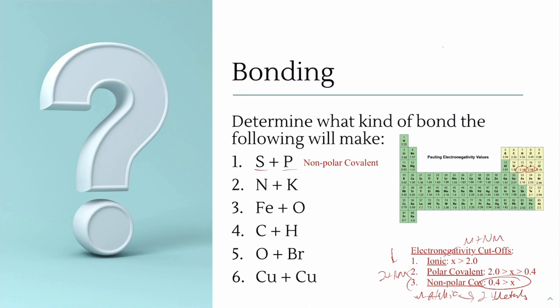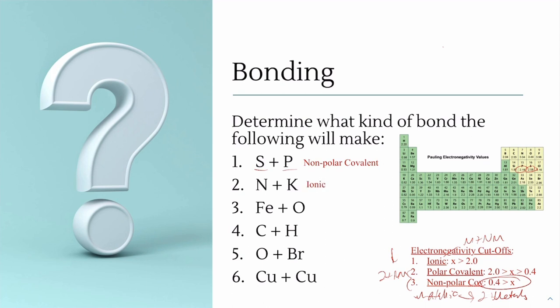Now we're looking at nitrogen and potassium, which is way over here, okay? Now you might notice this is a nonmetal and a metal, and just knowing that, I'm probably going to assume that this is ionic, but we can check the electronegativity differences just in case. It's 3.4 minus 0.82. Yeah, that's going to be bigger than 2, so that's going to be an ionic bond.